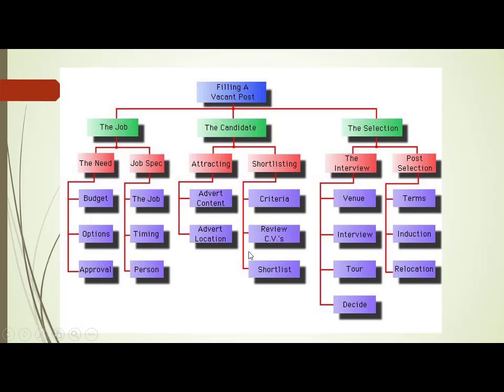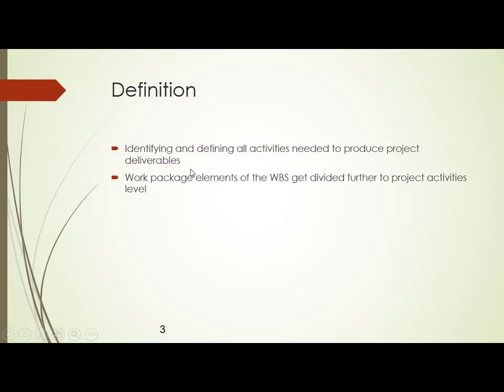That is why I told you, in order to define the activities, you must have a work breakdown structure ready with you. So that is the starting point. Now remember, this define activities itself is a process. So we know that every process will have an input, it will have a tool and technique, and it will have an output. Okay. So first of all, let us identify the meaning of an activity. Identifying and defining all activities needed to produce project deliverables. Work package elements of the WBS get divided further to the project activities level, very important.